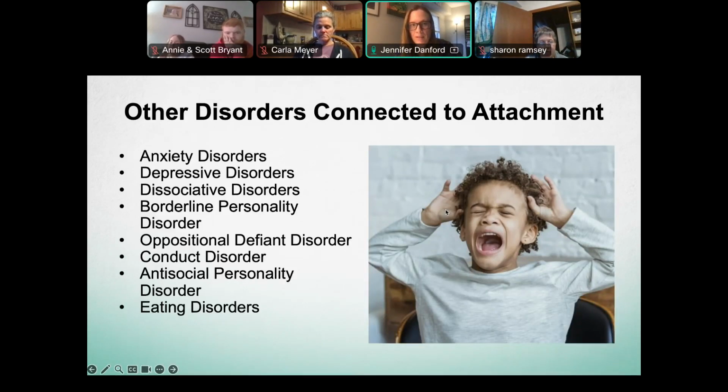anxiety, depressive, dissociative, borderline personality disorder. That's usually teenagers, but that is tied hand in hand with that last attachment style I talked about, the disorganized attachment, oppositional defiant, conduct, antisocial, eating disorders, and then substance use disorders.